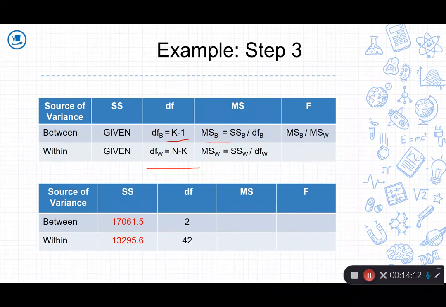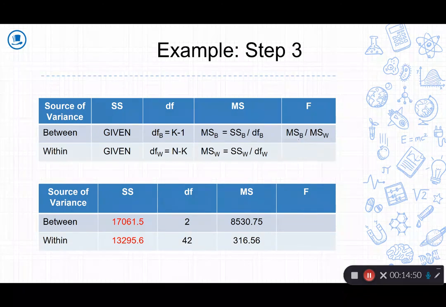Now I can move on to the next step, which is finding the mean squares. So for each row, I divide the sums of squares by the degrees of freedom to get the mean squares. So the mean square between equals 8530.75. How to get that? 17061.5 divided by 2. And there's the answer. Same thing down here with the mean square within. Sums of squares divided by degrees of freedom gives me the mean square. Traditionally, ANOVA tables are written in this way, between over within, between row over the within row, because that's how the F ratio works.